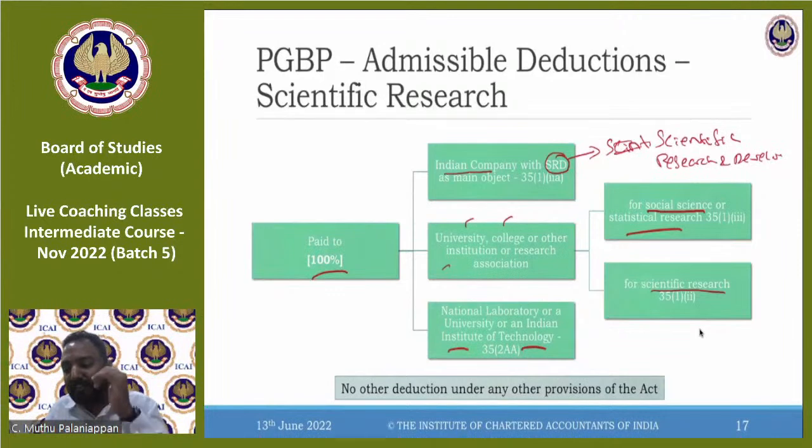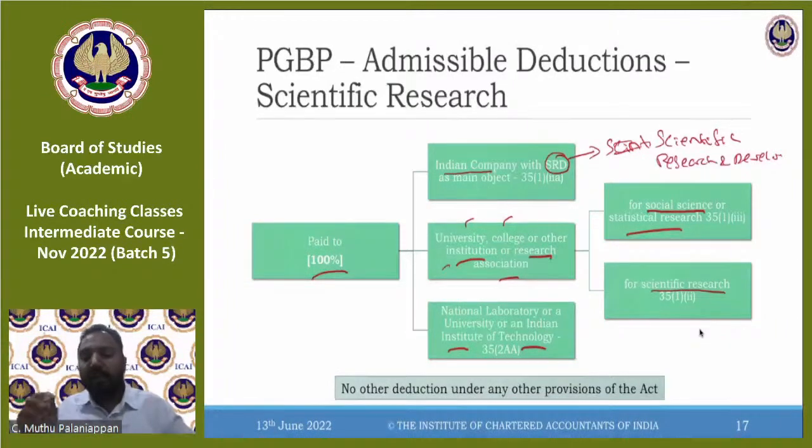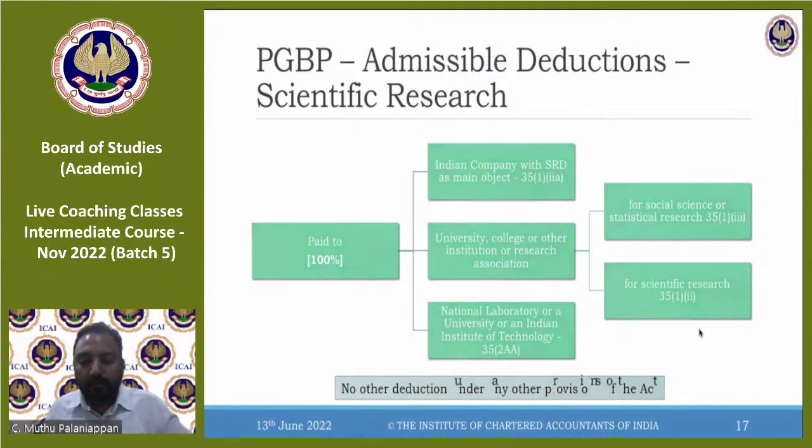It is eligible if it is a university or college. Apart from university and college, the only thing that falls under this is a research association or institution. I am not sure whether the Indian Space Research Organization will fall under this, but their objective might be space research. But if they fall under the research association or institution category, they are eligible for deduction. So that's what it is.